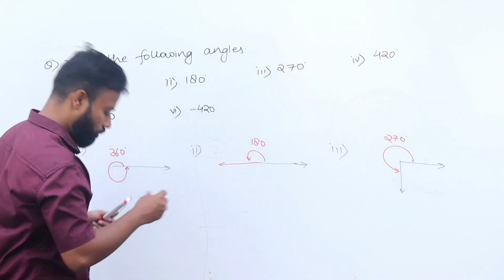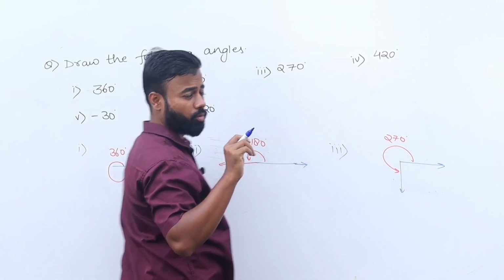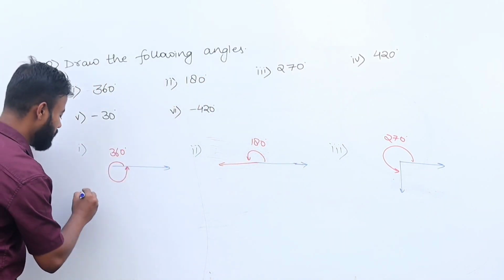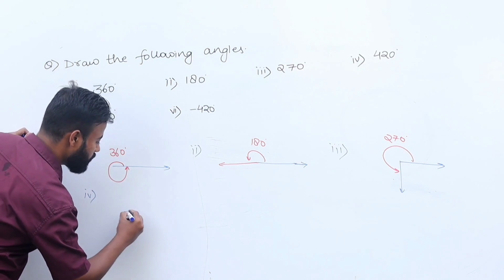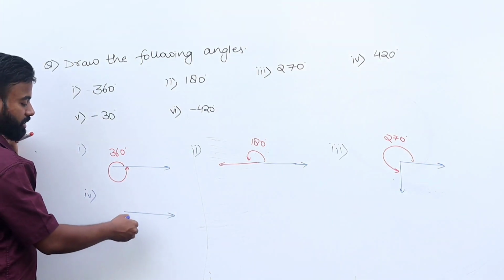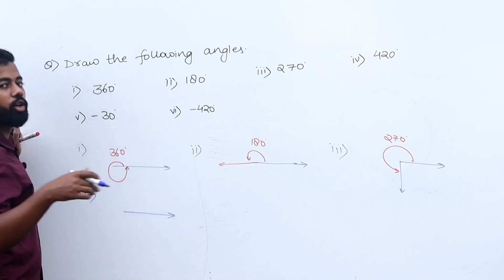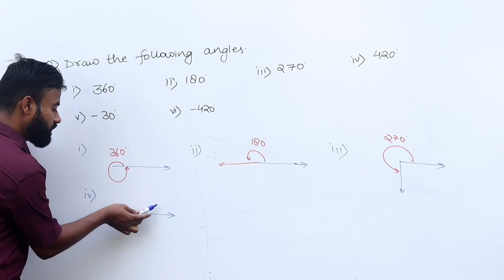For the fourth question, 420. 420 is equal to 360 plus 60 degree. That's why it's 420. So for the fourth part, we will be doing like this. Initial position of ray. First of all, we will be making 360 degree. 360 is this much. And then after, we will be moving 60 ahead. We need to move 60 more. That's why we will be moving 60 more.